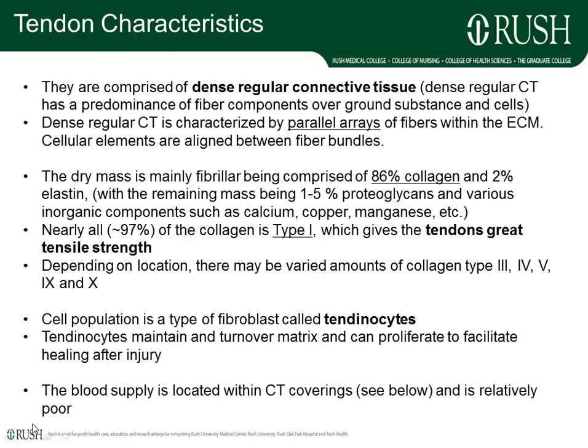The cell population that lives within tendons is a type of fibroblast, and we're going to call them tendinocytes. Tendinocytes, like all fibroblasts, make and maintain and turn over that matrix and can proliferate in injury to facilitate healing. The blood supply is located within specific connective tissue coverings in the tendon, and it's not really very great. It's a relatively poorly vascularized tissue, which means healing can be a little bit slow, as anyone who's ever had an injury to a tendon can attest to.